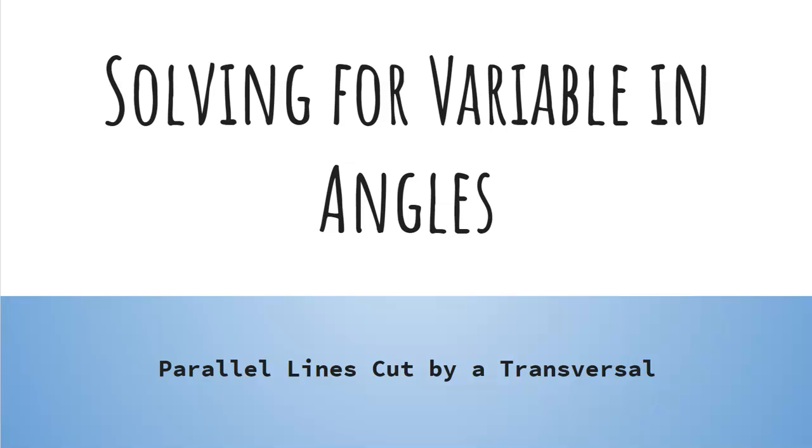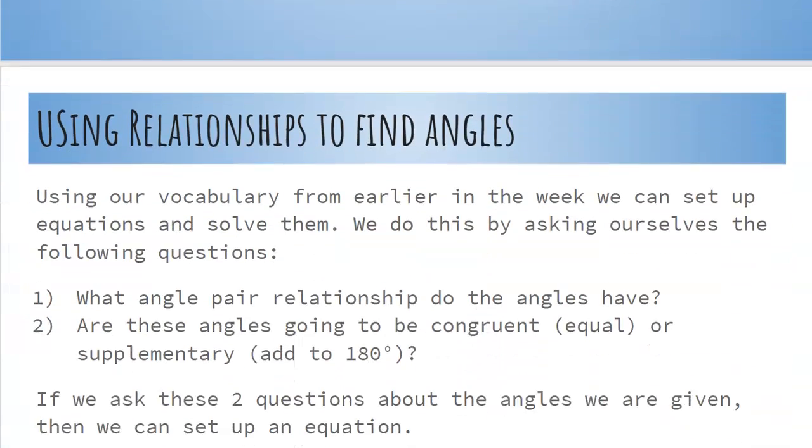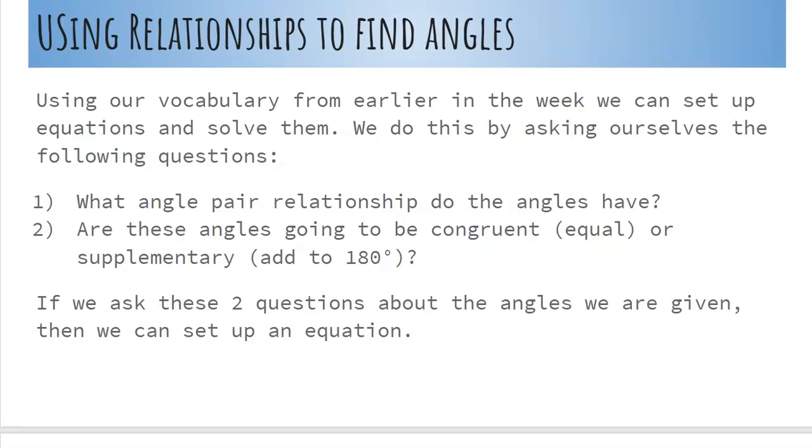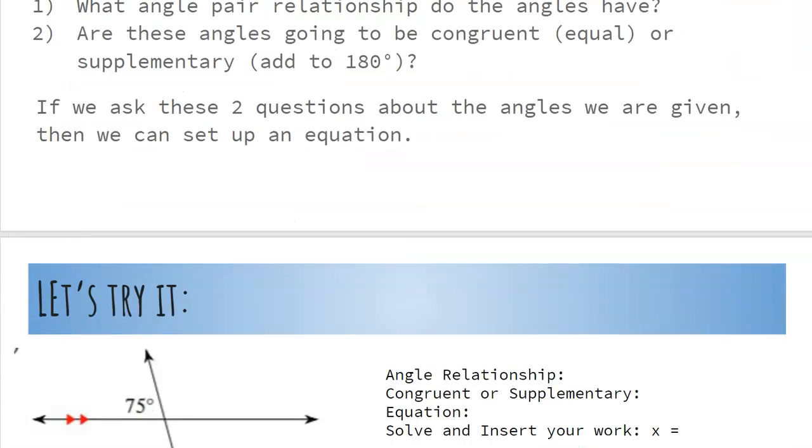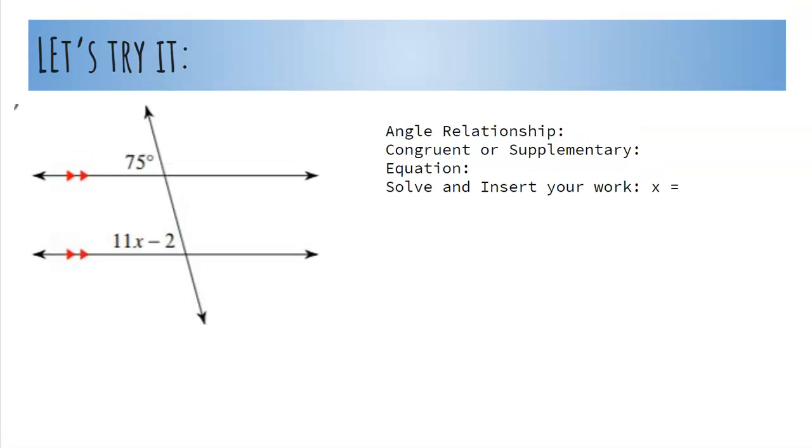Alright guys, so today we're going to talk about how to solve for a variable in an angle. The steps are very similar to what we did yesterday. You're still going to ask yourself two questions: what is the relationship between the angles, and whether they're going to be equal or supplementary. Based off of that, you can set up an equation. Alright, so let's take a look at an actual example.